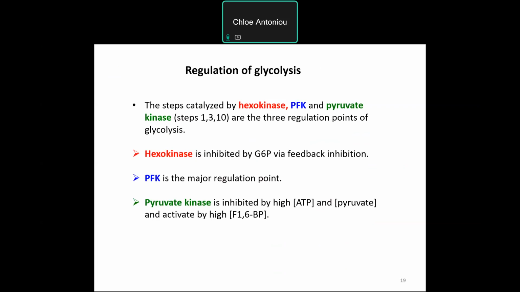So for steps 1, 3, and 10, the name of the enzyme is something you need to know. The reactant and the product is something you need to know, and how these steps are regulated. Okay.